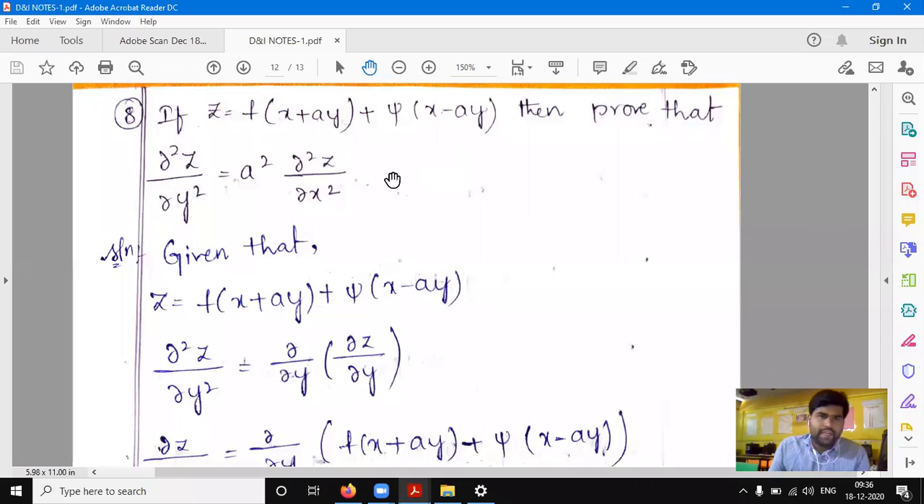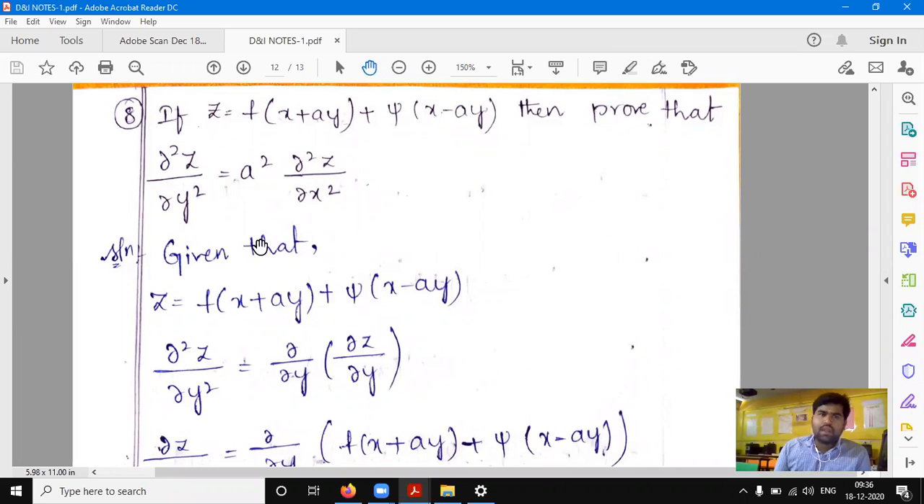Next problem: if z is equal to f of x plus ay plus psi of x minus ay, then prove that ∂²z/∂y² is equal to a² times ∂²z/∂x².